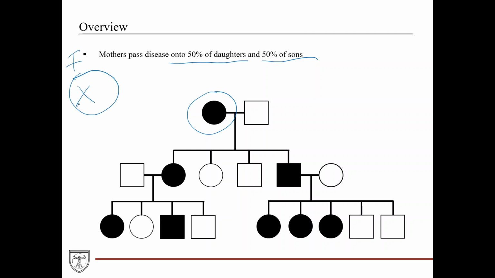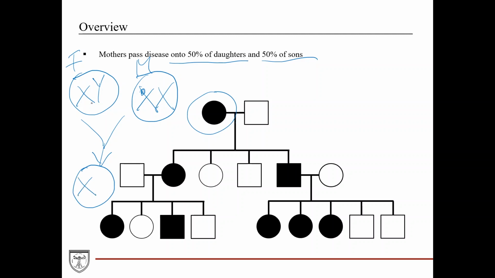So you have a healthy father, and then you have a mother with an affected X chromosome. So for the daughters, they will get the X chromosome from the father, which will be normal, and then they're going to get one of these two X chromosomes from the mother. So they have a 50% chance of getting the affected X chromosome, and then they have a 50% chance of getting the unaffected X chromosome. So that's where this 50% comes from.